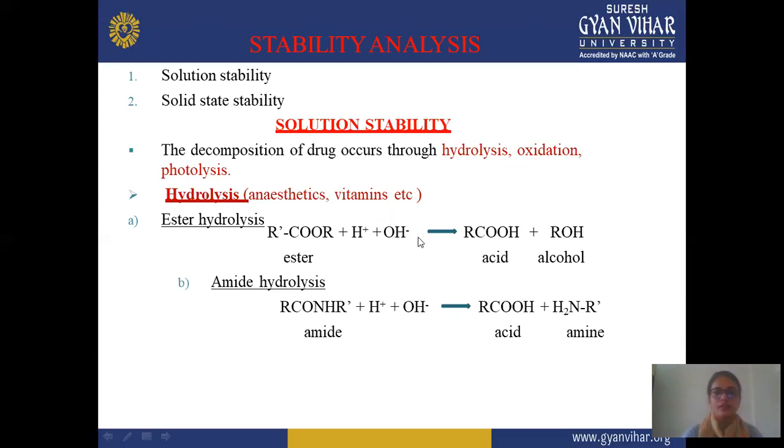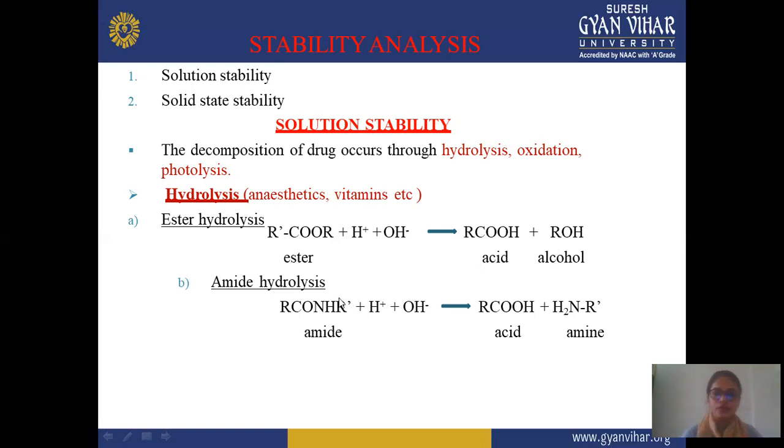And an example is ester hydrolysis, like RCOOR plus H-OH. RCOOR is the ester group, and when it reacts with H2O, this ester is converted into acid and alcohol. H-OH is the water molecule, and when the water molecule reacts with the ester, it forms acid and alcohol. It shows a hydrolysis reaction, because due to the presence of this water molecule, the ester is converted into acid and alcohol.